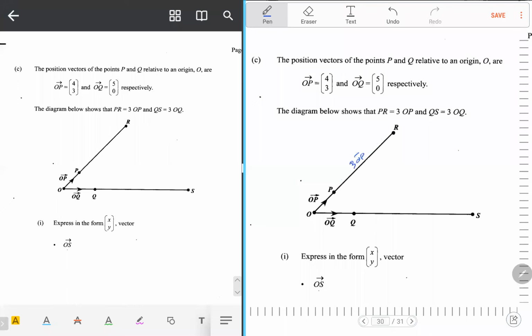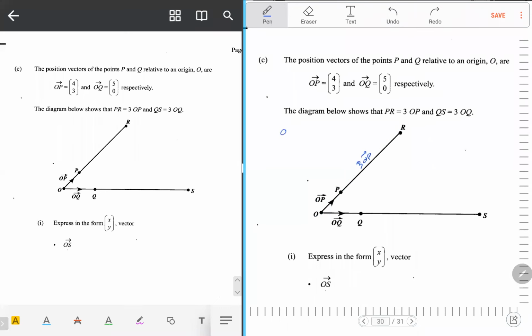3OP. Okay, I'll put the vector on it because it's in the same direction as OP here. So if that is 3OP, that means overall it is 4OP, because you have OP here and 3OP here. So based on that information, we can write that OR is 4OP, based on what they have said.